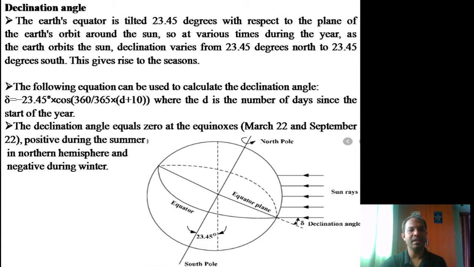The declination angle equals 0 at the equinoxes, March 22nd and September 22nd, positive during the summer in the northern hemisphere and negative during the winter. This is the reason why this negative sign is taken in the equation. Is it clear, my dear friends? It is zero on March 22nd and September 22nd, positive during the summer in the northern hemisphere, and negative during the winter.